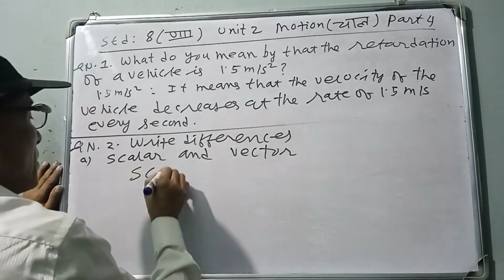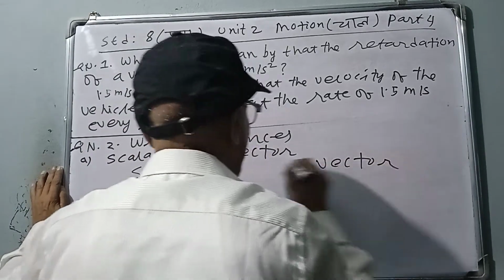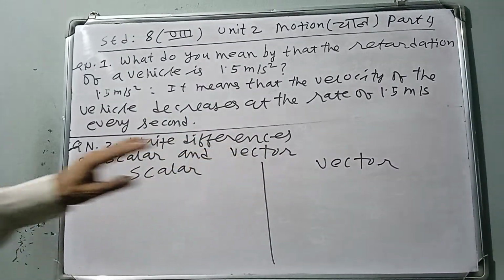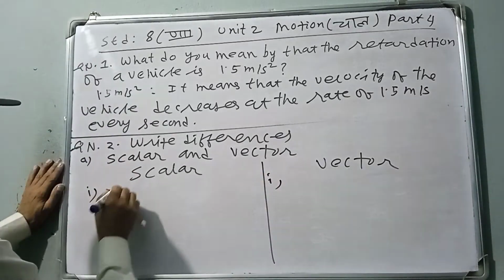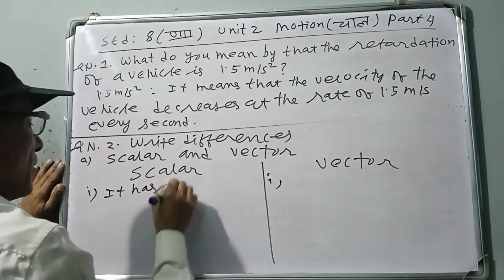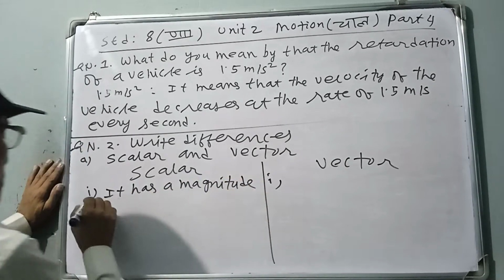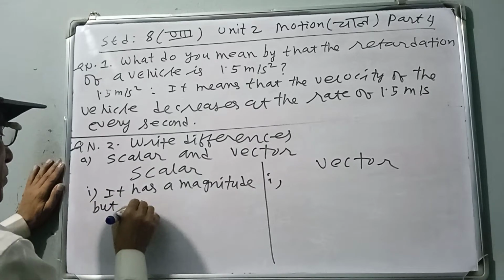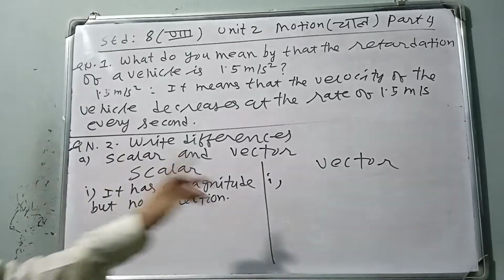Now, first question, scalar and vector. It means scalar quantity and vector quantity. A scalar has a magnitude but no direction. It has magnitude.